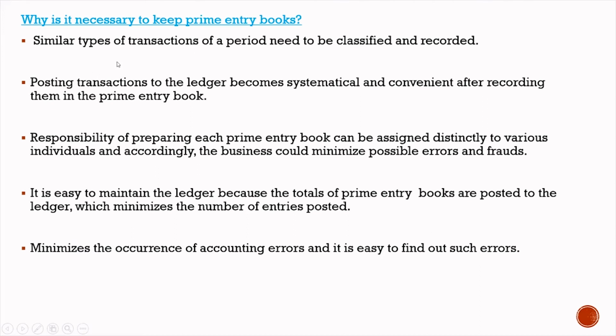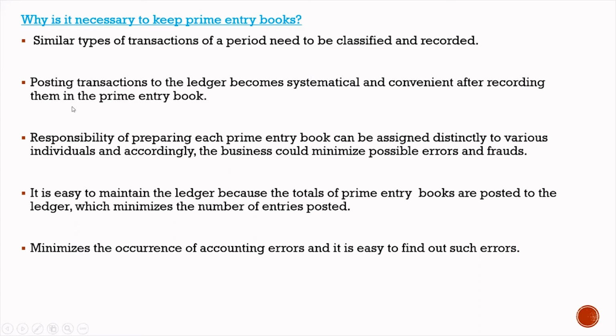The next one is that posting transactions to the ledger becomes systematic and convenient after recording them in prime entry books. A business does not have just 8 to 10 transactions for a month. It can be more than 100 or 1000, right? So to have all those systematically recorded, businesses can use the prime entry books because it is done in a proper order and it is really convenient.